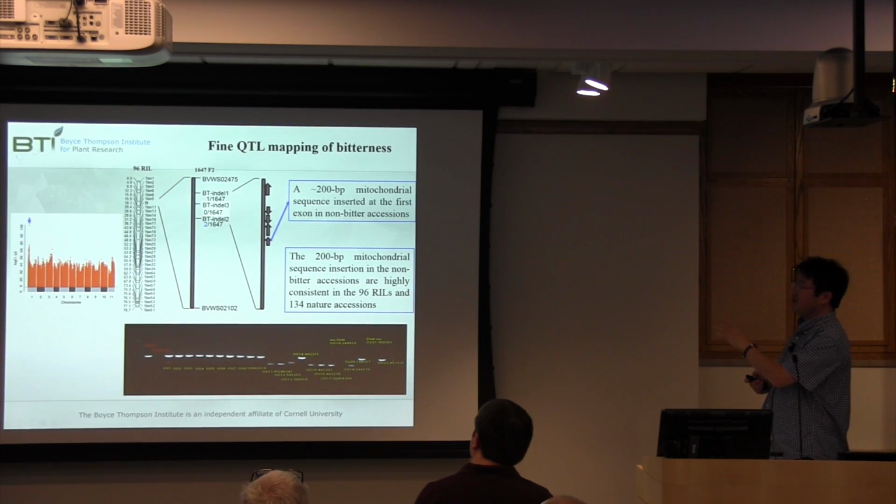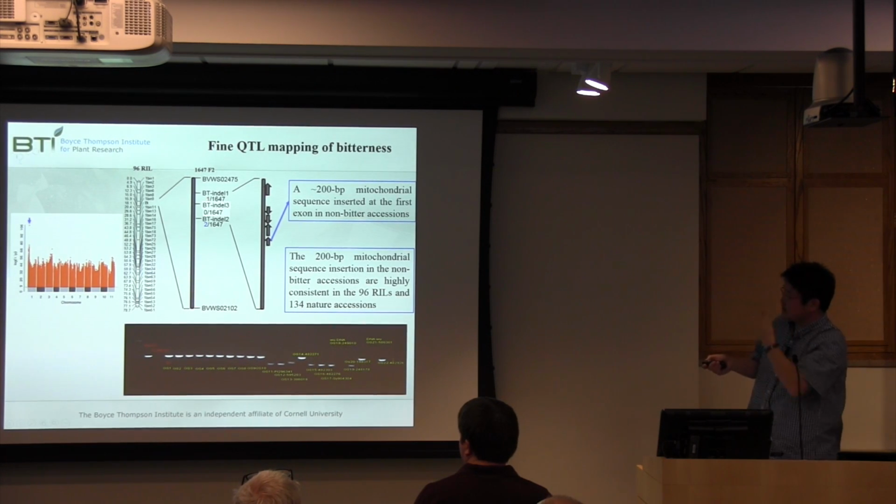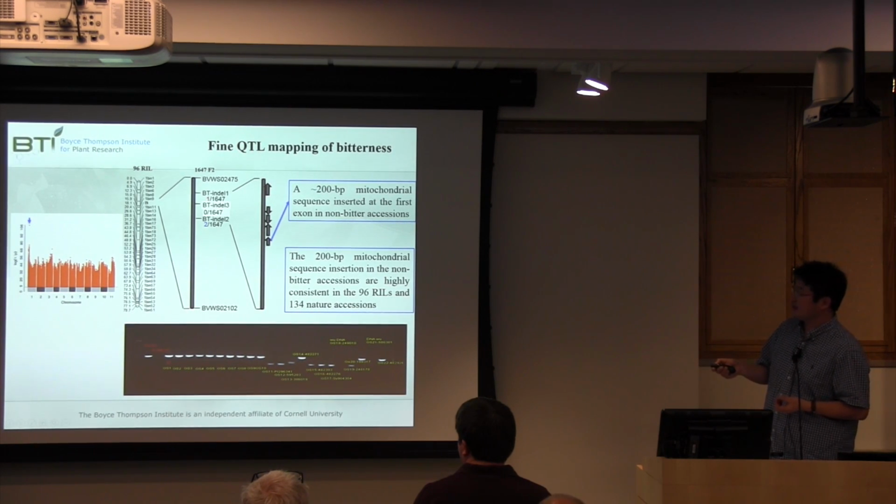Okay, this is the fine QTL mapping of the bitterness trait. We cloned this gene. First, this is the GWAS analysis, which mapped it to chromosome 1. Then we used the RIL population and narrowed down to this region. Then we used a 1647 F2 population and narrowed down to these two markers. It's co-segregated with this indel marker; we didn't find any recombination events for this marker.